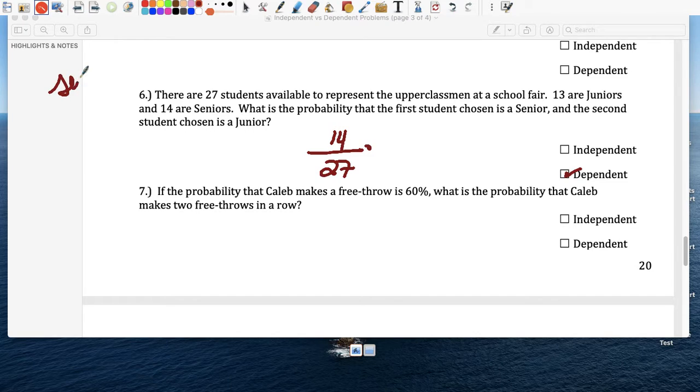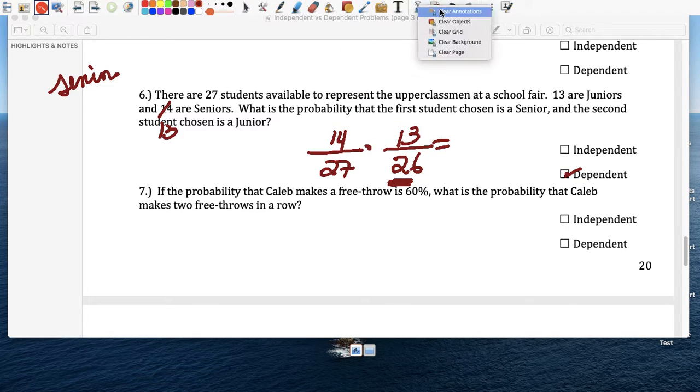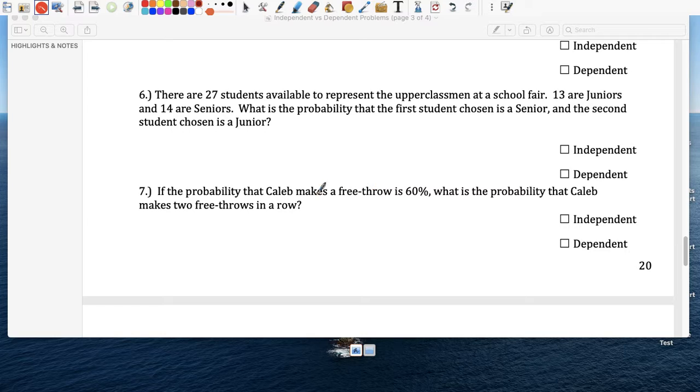So here's your senior. We picked a senior, so there are no longer 14 seniors, there are 13 seniors. So we go back to the hat and we want to pick another name. Well, first of all, we don't have 27 people anymore. We have 26. And what's the probability of getting a junior? Well, 13 out of 26, or a half. And you guys can multiply this. Notice that the total did change, so the first event definitely played a role in the second event. So dependent.